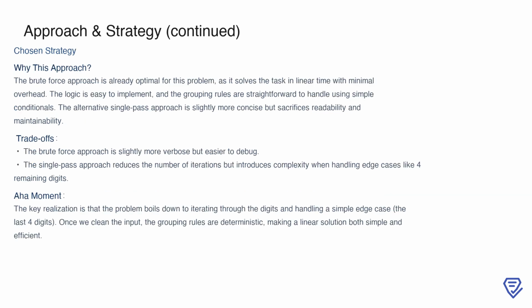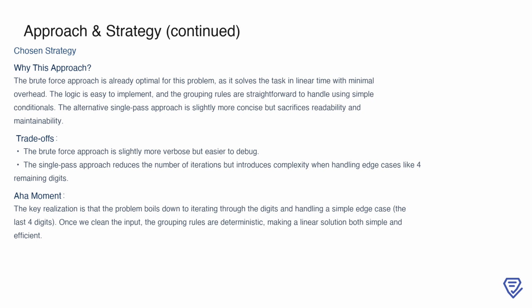After comparing these methods, the brute force approach emerges as the chosen strategy for its balance of simplicity and effectiveness. It solves the problem in linear time, and its step-by-step logic is straightforward to implement and debug. While the alternative single-pass method is slightly more concise, it introduces additional complexity, particularly when dealing with edge cases like the last 4 digits. The brute force approach's clear structure ensures that the grouping rules are easy to follow, and any errors can be quickly identified and resolved.